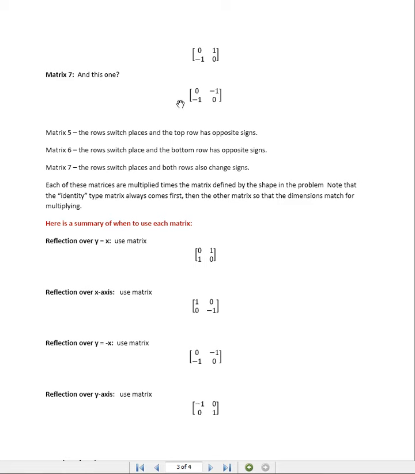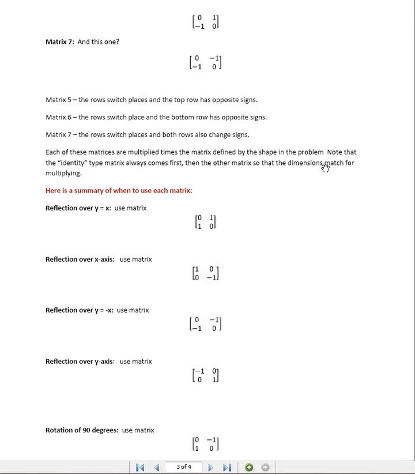For this matrix, we want to switch the rows, and we're going to switch all of the numbers to their opposites because we have a negative on both the bottom row and the top row.